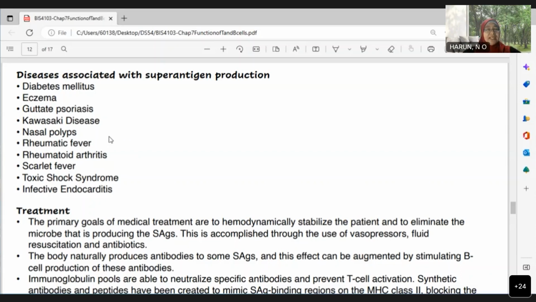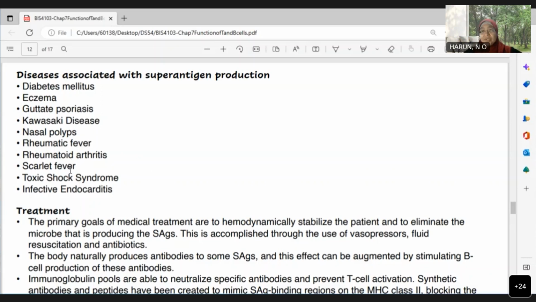Kawasaki disease. You can have a look at the physical features of Kawasaki disease. Nasal polyps, nasal is usually related to our nose. Rheumatic fever, rheumatoid arthritis. Arthritis affects especially our joints, whether on our fingers, our toes, or any other joints in our body.